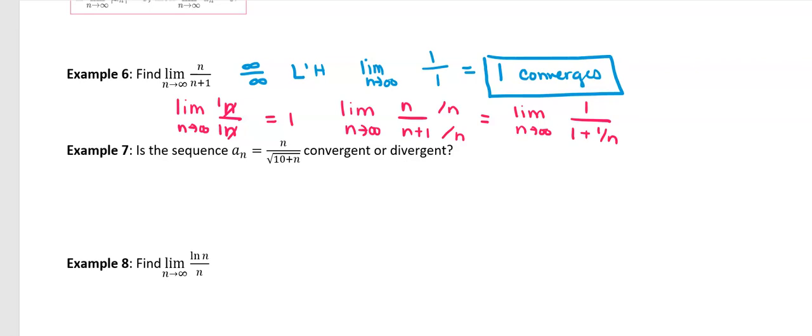Now, this term here would approach 0, because anything with a growing denominator and a constant numerator, we talked about that a moment ago, that would be a 0. So we would end up with 1 over 1 plus 0, which would equal 1.